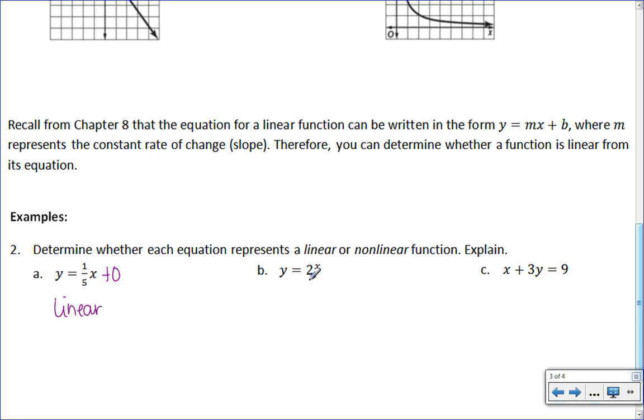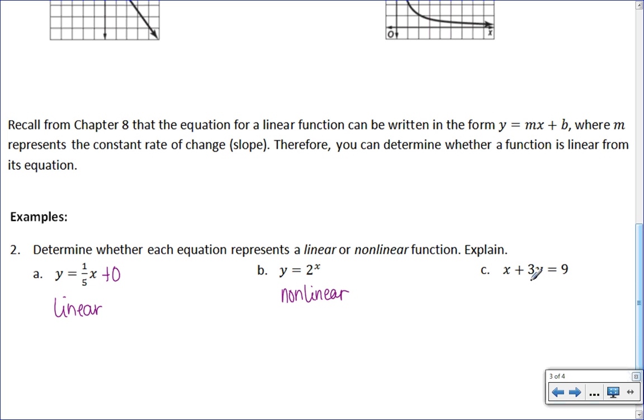We have y equals 2 to the x. Well, this x is in the exponent. It's not down here like this. And there's no way that we're going to be able to get that x out of the exponent, at least not with what we know as of right now. So this one is definitely non-linear. Okay.